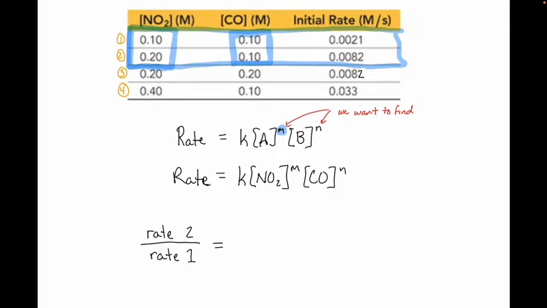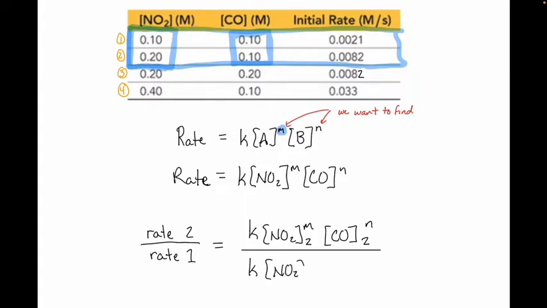And now I'm going to use this expression that I have for my rates. So on the other side is going to go k times the concentration of nitrogen dioxide in the second data point to the power of m, times the concentration of carbon monoxide in the second data point to the power of n, divided by k, same idea, but now I'm looking at the first data point for each of these reactants.